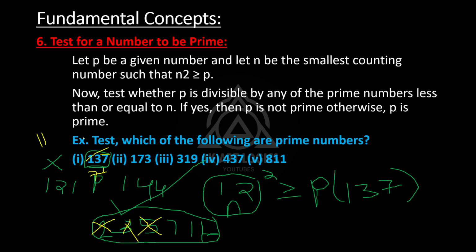7, okay, we have 6, 6, 7, 7 9 is 63. 63 means we are getting remainder as 4, which is not divisible by 7 also. So let us see with the 11.